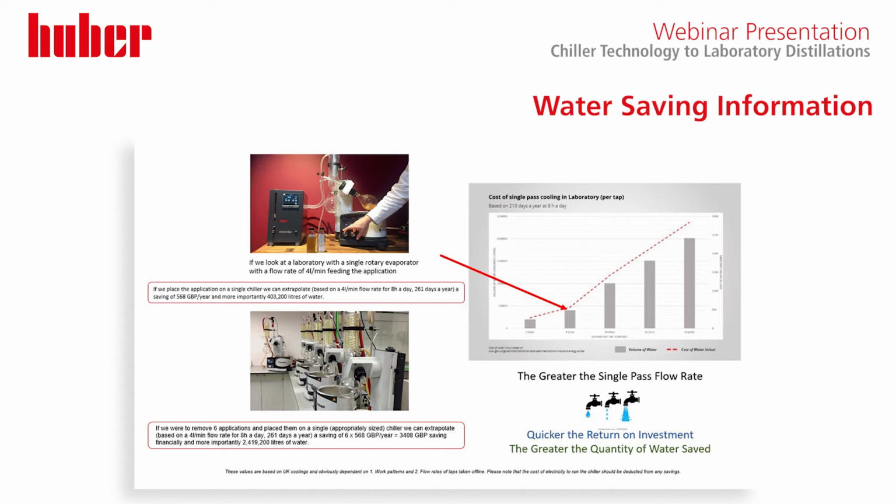But the key thing to remember here is this is one tap getting removed on one application. If you decide to connect multiple rotary evaporators to one chiller, you may be taking out 2, 3, 4 taps. Therefore, instantly saving your water usage of a wider range than if you had one application.